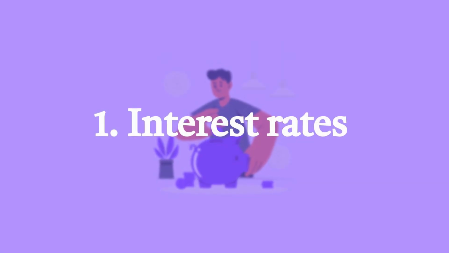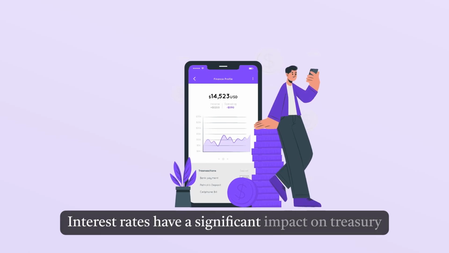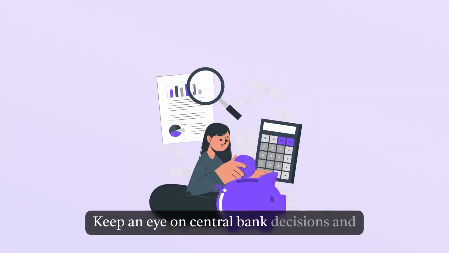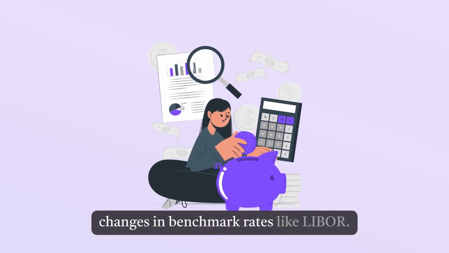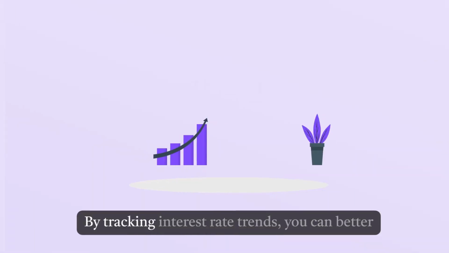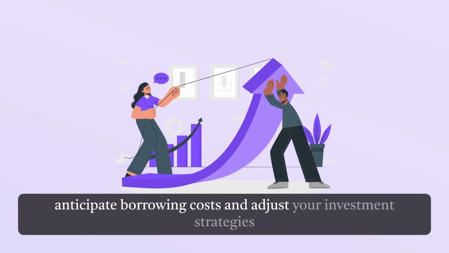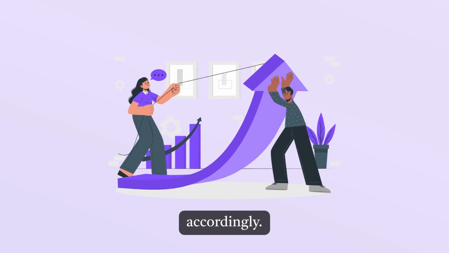1. Interest rates. Interest rates have a significant impact on Treasury operations. Keep an eye on central bank decisions and changes in benchmark rates like LIBOR. By tracking interest rate trends, you can better anticipate borrowing costs and adjust your investment strategies accordingly.